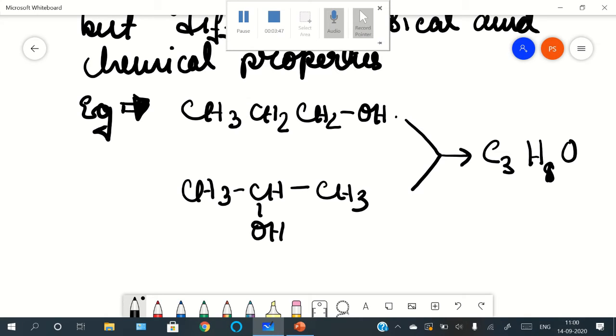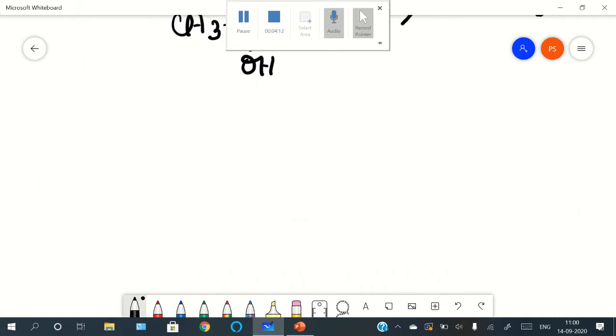C3H8O, but both of the alcohols are not of the same compounds, having different kind of physical and chemical properties, but both of them have same molecular formula. So both of these compounds are isomers of each other, and this phenomena is known as isomerism. Now isomerism can be of various types.